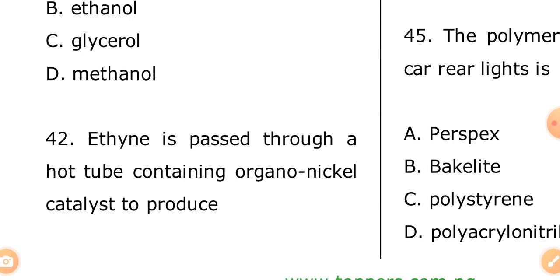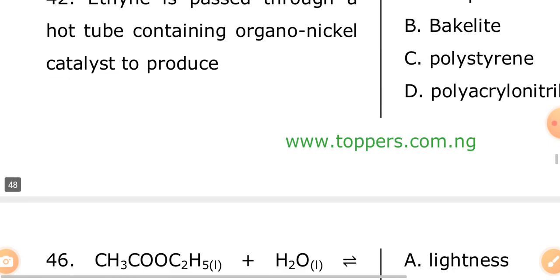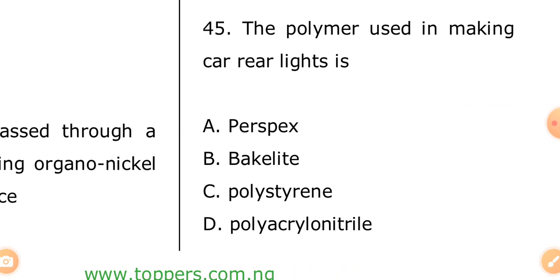Ethyne is passed through a hot tube containing organo-nickel catalyst to produce dash. What are the options?